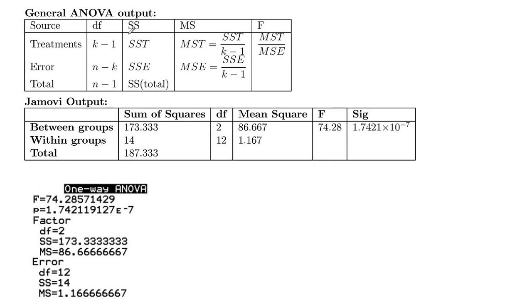And then the next column is sum of squares. So SS is sum of squares. So sum of squares for treatments, sum of squares for error. So that's our 173.33 and 14.